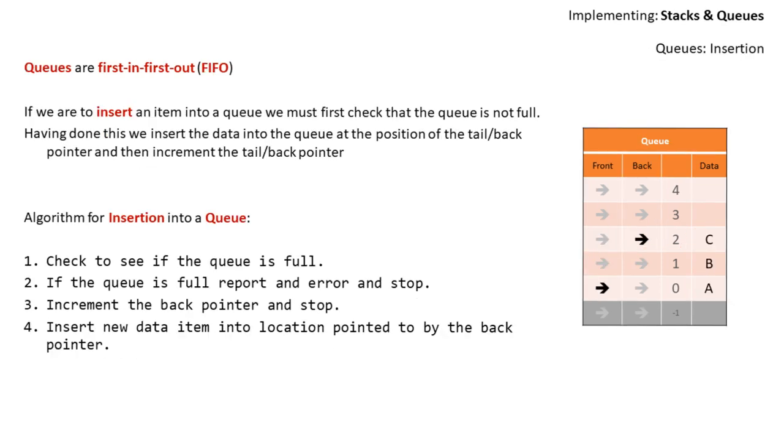Okay, now let's have a look at queues. Now remember, queues are first in, first out data structures, therefore they need two pointers. There's the pointer here pointing to the front of the queue where items leave, and a pointer pointing to the back of the queue where items join.